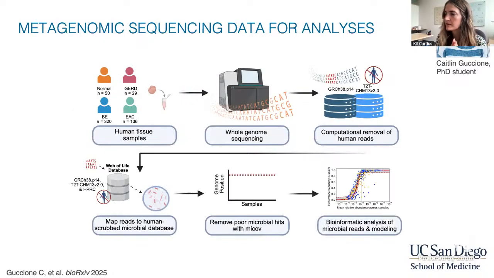The pipeline that Caitlin developed for analyzing these samples was: take the whole genome sequencing, remove all the human reads computationally, which we'll talk about in a second, then map those reads to a microbial database that has no human reads in it, and remove any microbial hits that don't have very good genomic coverage. I won't talk about this tool today, but it's really important for being very stringent about making sure that these are real reads that map to taxa, and then doing the bioinformatics.